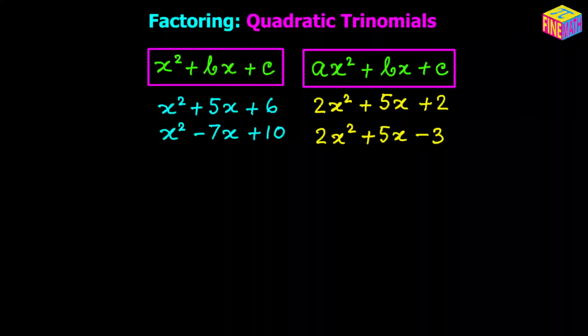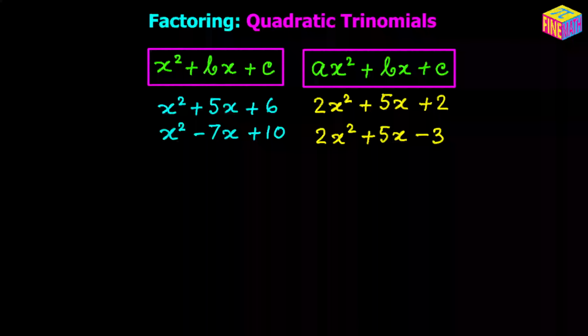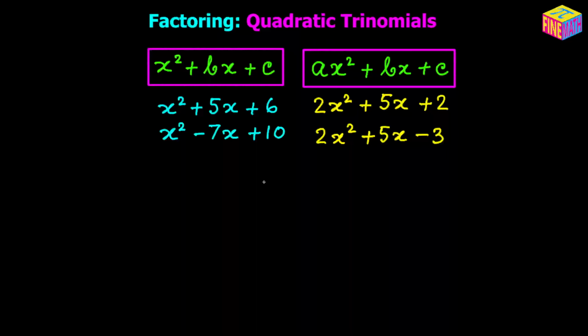Hi everyone, in this video we are going to discuss how to factor quadratic trinomials which are not perfect square. And I have two flavors of that on the screen right here. The first flavor is where the coefficient of x squared is 1, and in the second flavor the coefficient of x squared is something other than 1, right?